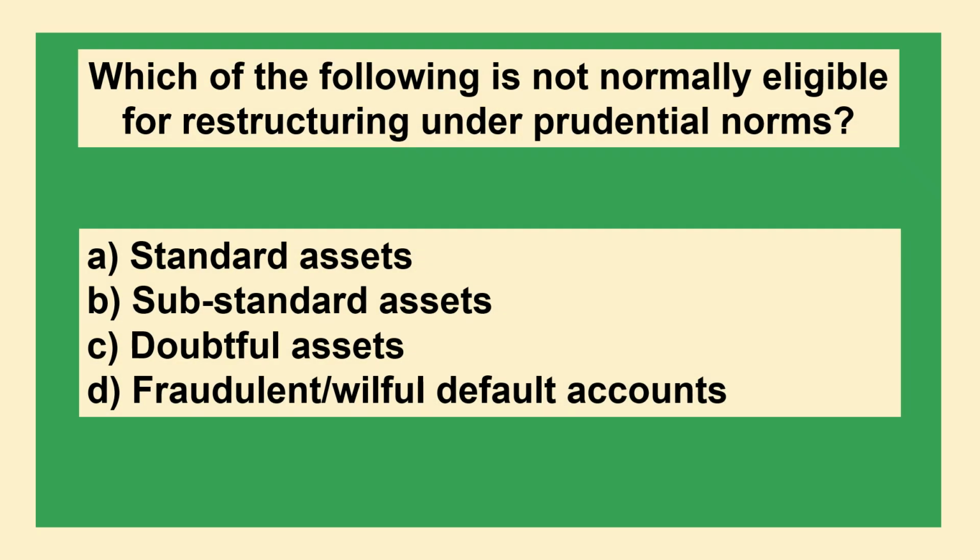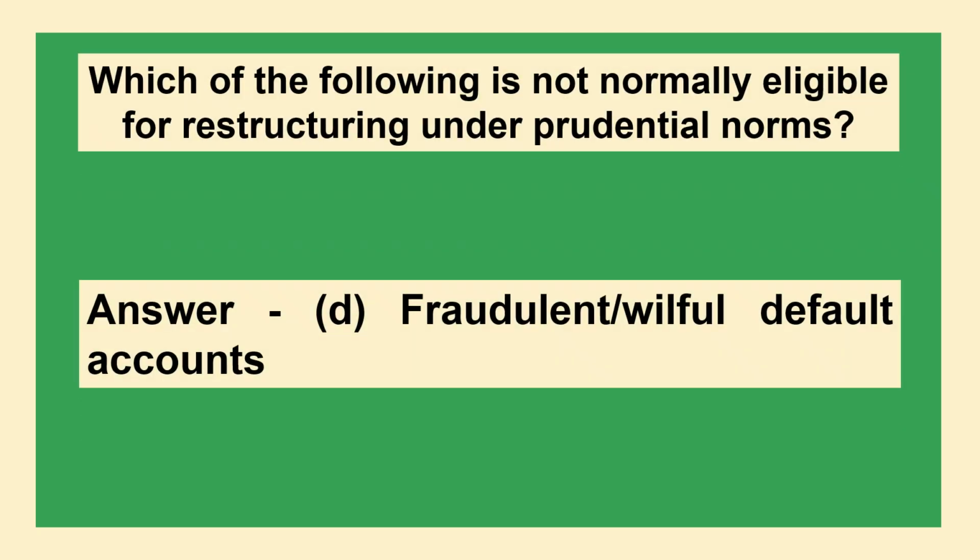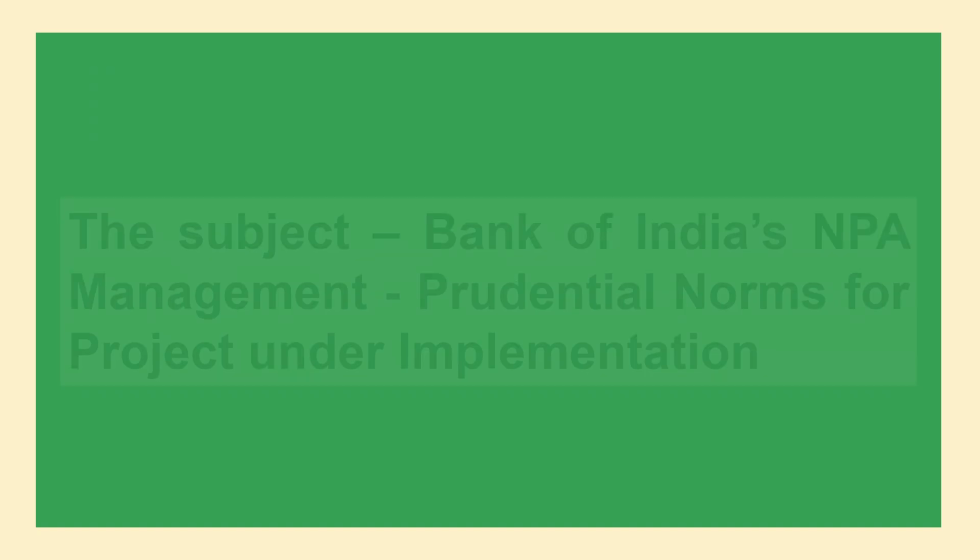Which of the following is not normally eligible for restructuring under prudential norms? Option A, standard assets. Option B, substandard assets. Option C, doubtful assets. Option D, fraudulent or willful default accounts. The answer is option D, fraudulent or willful default accounts.